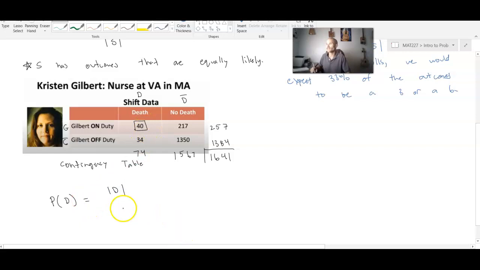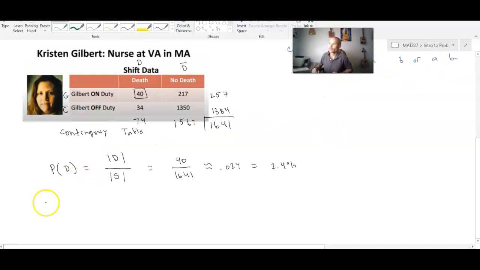What's the size of set D divided by the size of the sample space, which in this case is 1641 because that's how many patients we have. And 40 of those patients died. When we look at that probability, that number comes out to about 0.024 or 2.4%. So during this time period, there's a 2.4% chance that if we were to draw somebody at random, they had died while in this hospital.